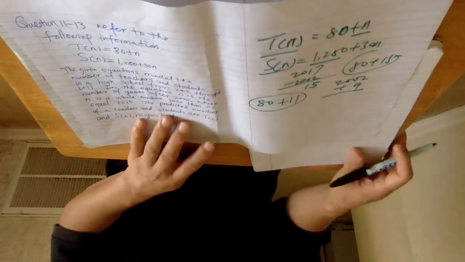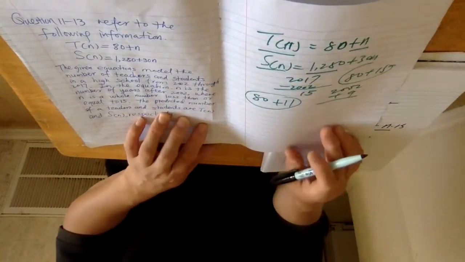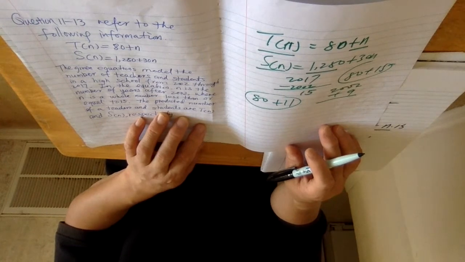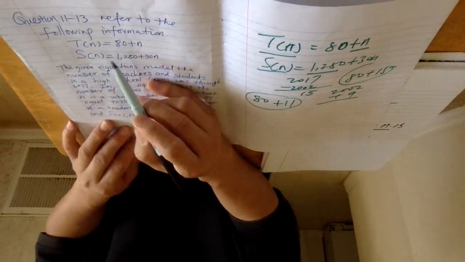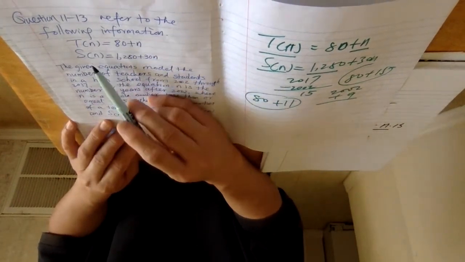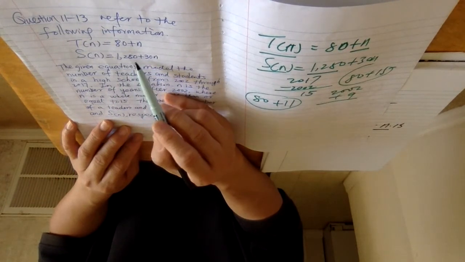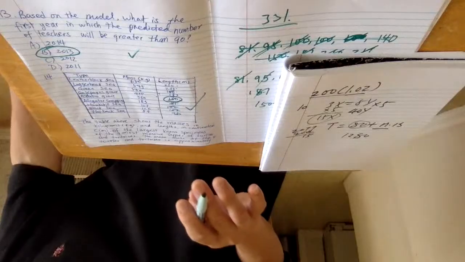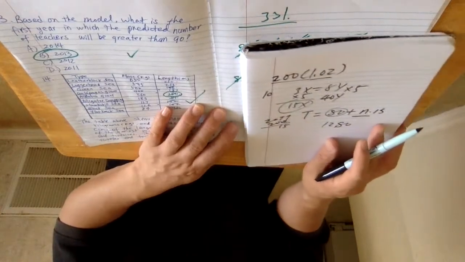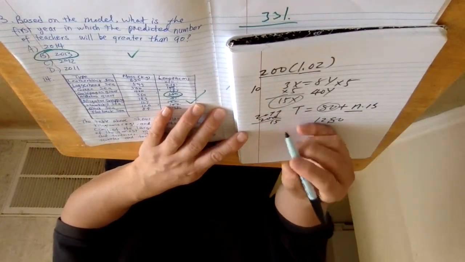This is the original problem here. The given equations model the number of teachers and students in the high school. So T(n) equals 80 plus n, S(n) equals 1280 plus 30n. Based on the model, what's the first year in which the predicted number of teachers will be greater than 90?